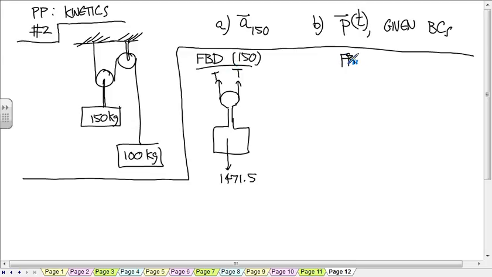And then the free body diagram of the 100 kilogram mass. There's a downward force of 981 and an upward force of T. And I know that these cable tensions are all the same because it's the same cable moving through these pulleys.